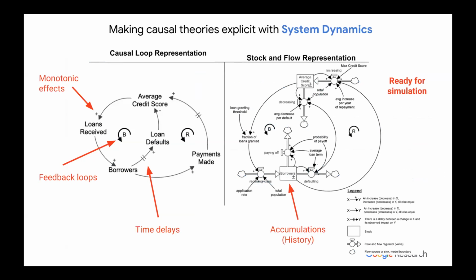Now, I'm not going to go through this in detail, but this is an example. These are the two main visual notations for representing causal theories. And we think adding this kind of formalism into the product development process early on, so that product managers and engineers can get those causal theories out of their heads, make them explicit, and then be able to get feedback on them, is really critical.